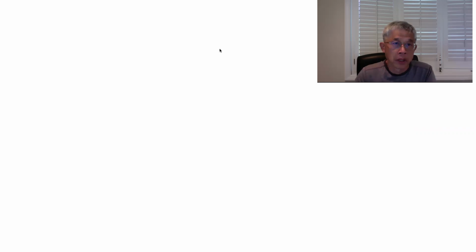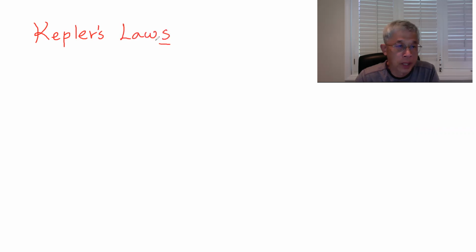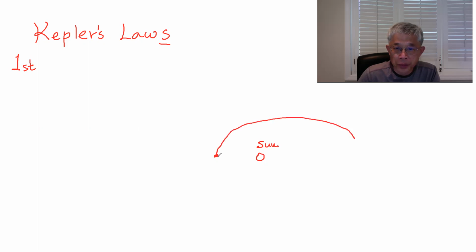Hello. I'm going to talk about Kepler's laws. The first law says that this is the sun, and that's the planet. So it goes around the sun, and this is the oval shape, so an ellipse.